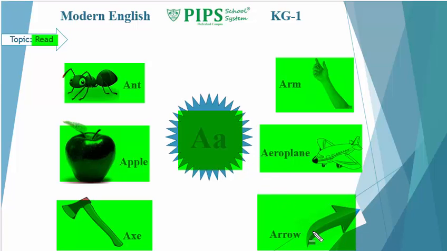Now KG1 class, read with me. A, ant. A, apple. A, ax. A, arm. A, aeroplane. A, arrow.